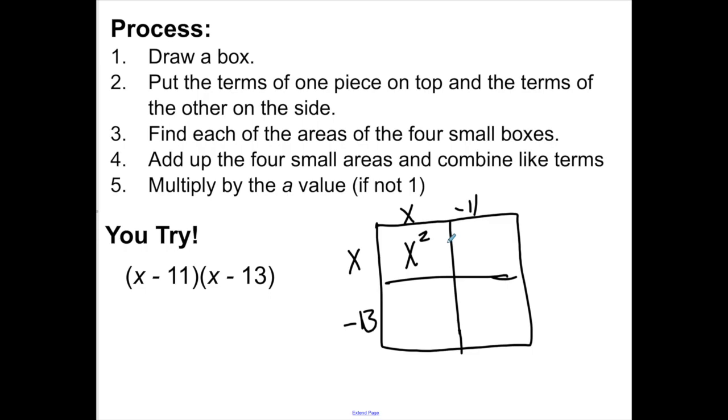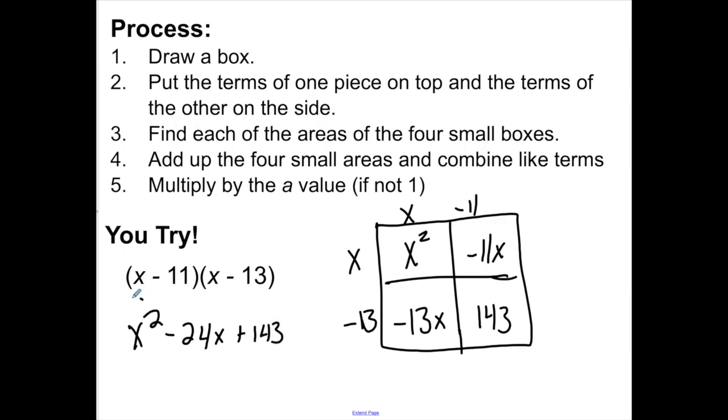So I've got x squared. This becomes -11x. This becomes -13x. And this becomes positive 143. You may need a calculator for that. So my final answer is x squared minus 24x plus 143. Again, as I just said, you are strongly encouraged to use a calculator.